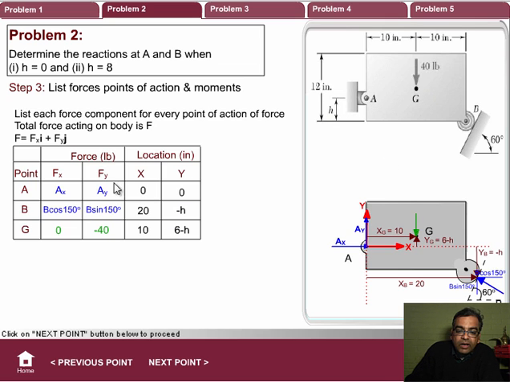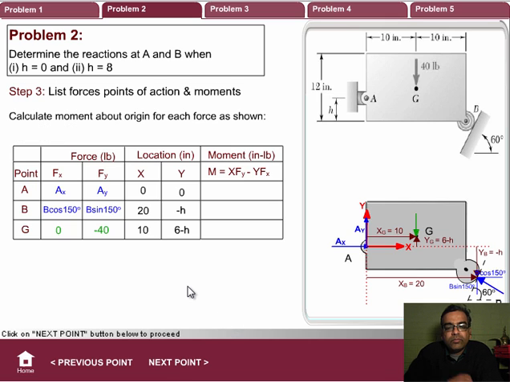So writing these numbers and getting these things requires a little bit of trig, and that's where you have to be good at it. Okay, so this is all the forces and where they act. Now we can compute the moments, and we know how to do that now. Moment equals x Fy minus y Fx. So let's fill out for each of them.